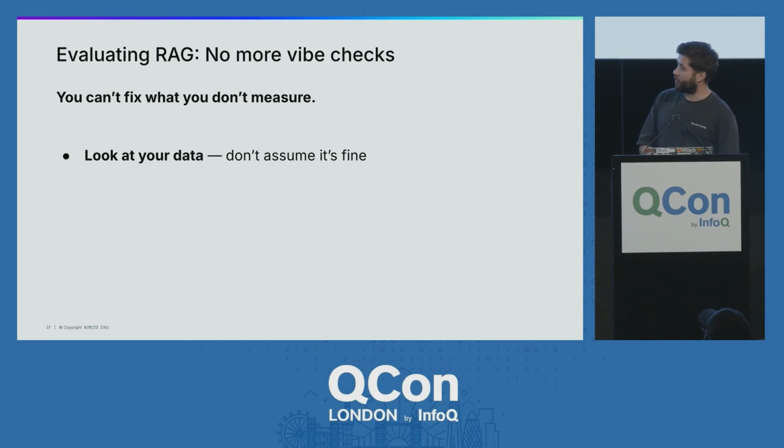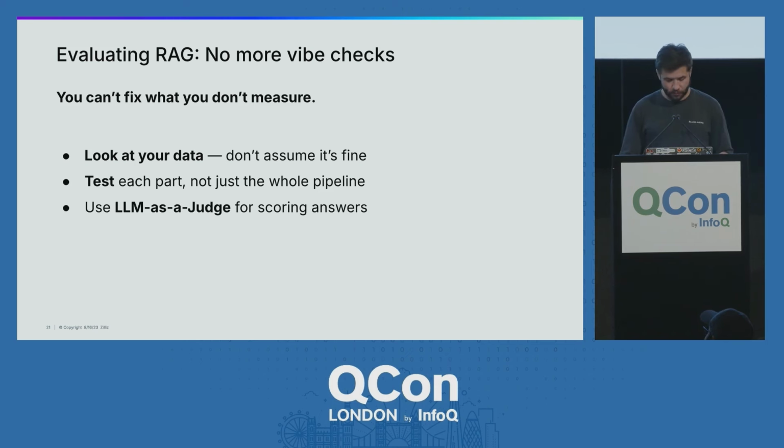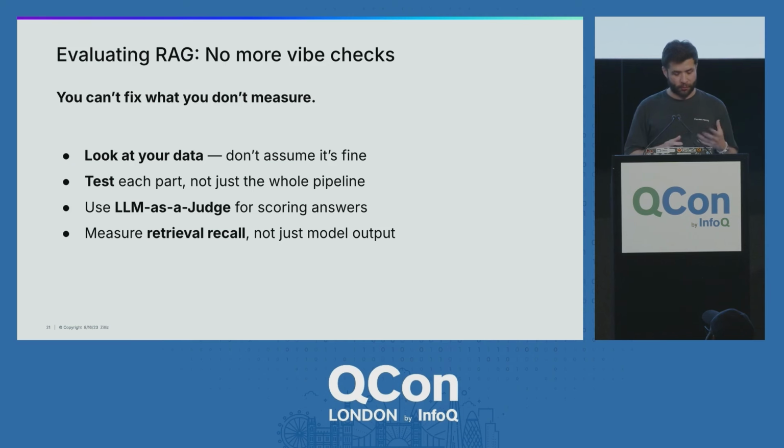Also, a very famous person called Hamel is always saying, look at your data. Always look at your data. Don't assume that your data is perfect. Test each part and not just the whole pipeline: test the RAG system, test the embedding models, test the retrieval, test all those parts and not the entire thing only. Use LLM as a judge. This is also very powerful to score answers. And measure retrieval recall as well, and not only the model output. Once you have that, then you have a better evaluation system, and you will not only have your gut feeling, you will actually have a strategy.